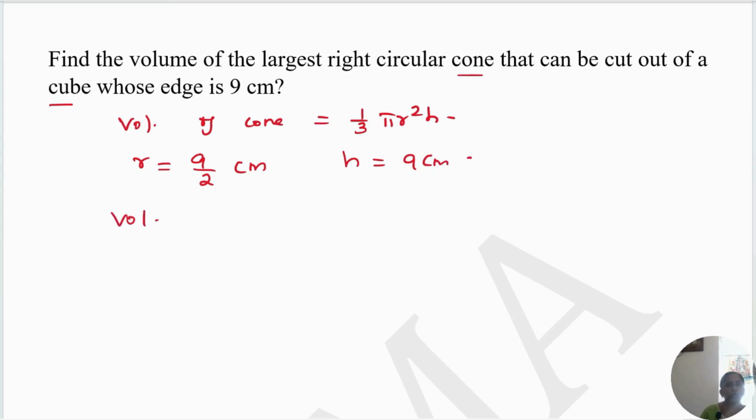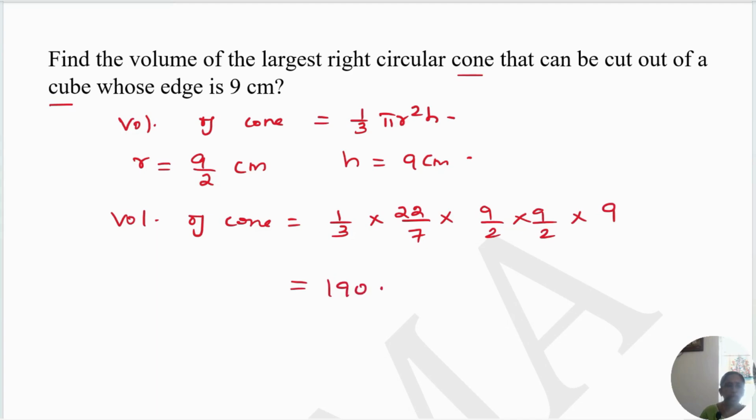So you can substitute your values in the formula. So 1 by 3 into 22 by 7 into r square, that is 9 by 2 two times, and h is 9. So if you are calculating, the answer is 190.92. Since it is volume, it has to be written in the cubic unit. So centimeter cube.